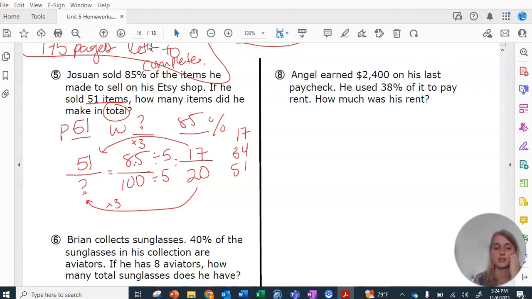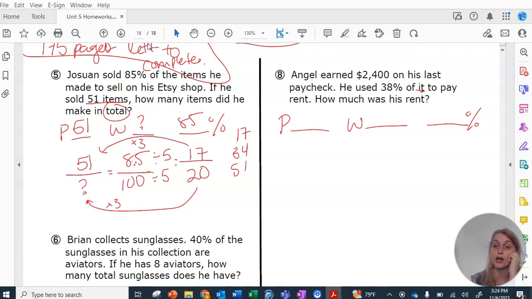I'm going to jump over here to number 8 just because it's on screen right now. Angel earned $2,400 on his last paycheck. Nice job, Angel. Does that sound like part of his paycheck or his entire paycheck? Sometimes it's hard to tell just from the first sentence. So let's read the next one. He used 38% of his paycheck to pay rent. So the part we're going to deal with is the part that's for rent.